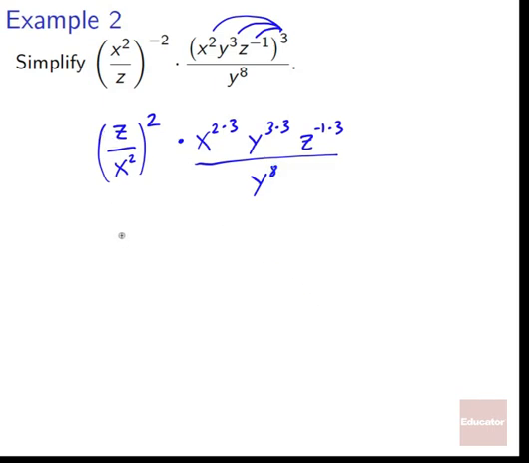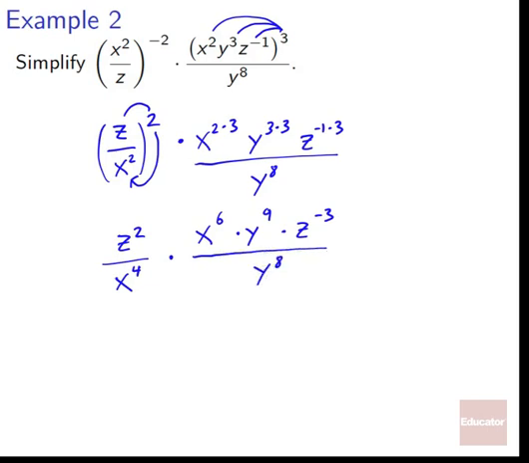We can deal with this squared. We get z squared over, with that 2 also distributing out of the top and the bottom, so x squared squared is x squared times x squared, or x to the fourth, also x to the 2 times 2, another way of looking at it, times x to the sixth, y to the ninth, z to the negative 3, all over y to the eighth. At this point, we see we can cancel out the y to the eighth. This becomes y to the 1, which we could also look at as y to the 9 minus 8, right? So various ways to do this.